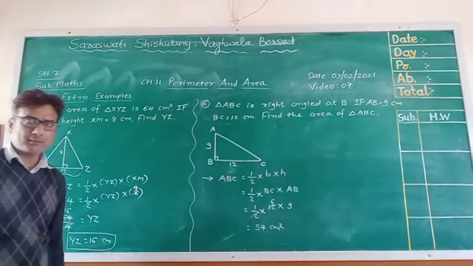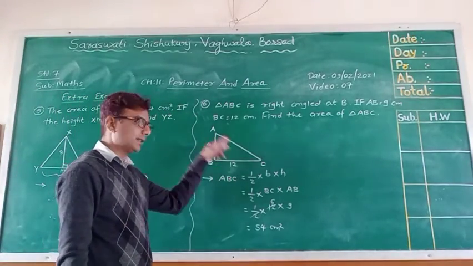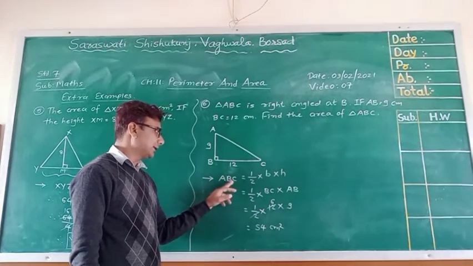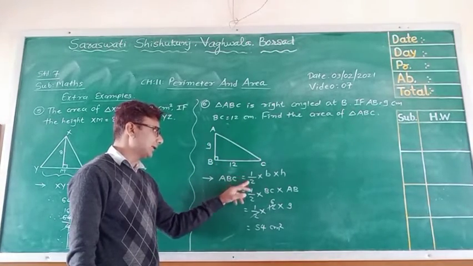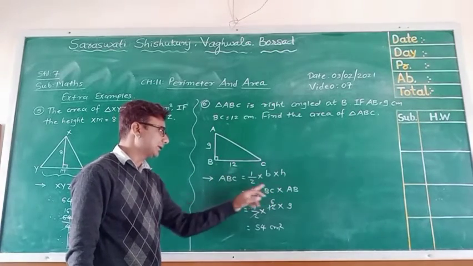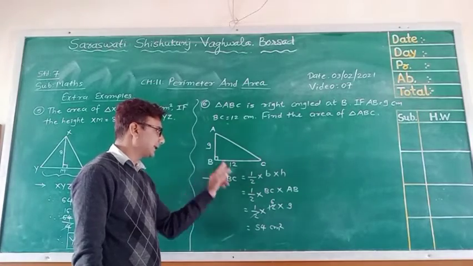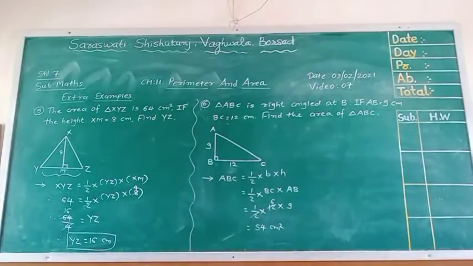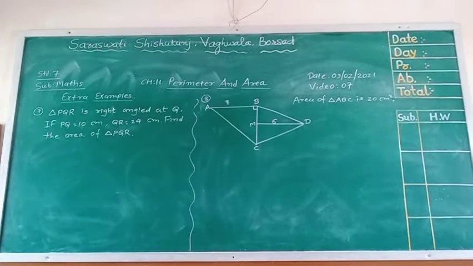Understood? Once again I repeat. It is a right triangle. We took this as base and this is our height. Area of triangle ABC equals 1/2 base into height. Base means BC, height means AB. 1/2 BC is 12 and AB is 9. 2 sixes are 12 and 6 nines are 54 centimeter square. So in a right triangle we can use this same formula.